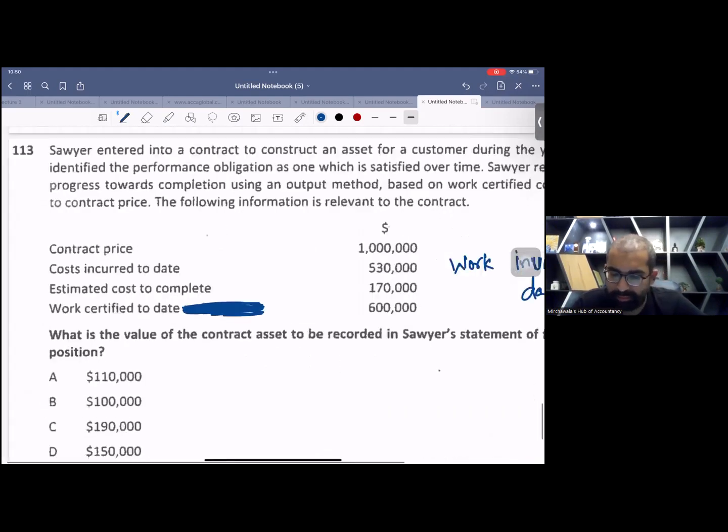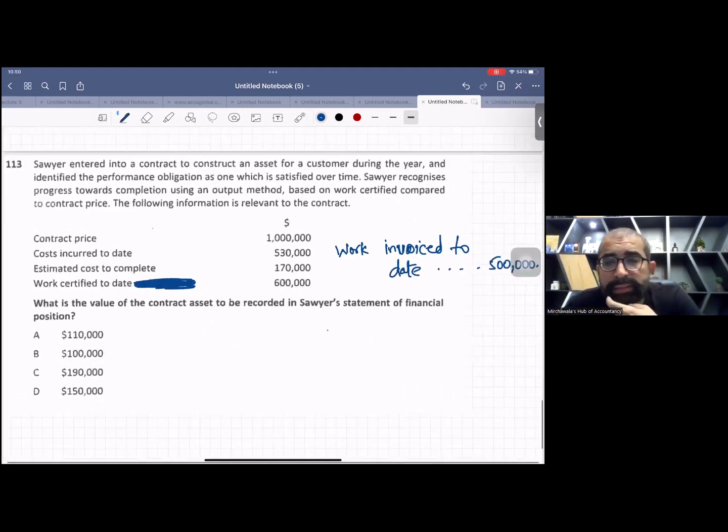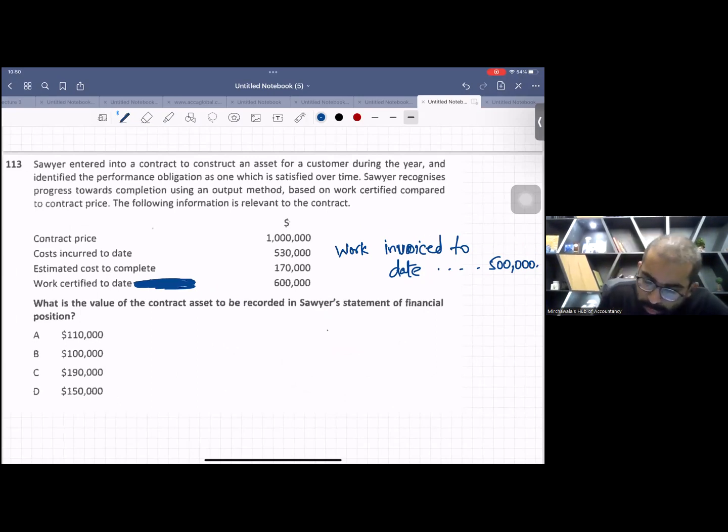Now, this question I have taken from Kaplan kit, but I just added one thing in that, right? Okay. I amended that question with the latest requirement. Now, Sevier company entered into a contract to construct an asset for a customer during the year and identified the performance obligation as one which is satisfied over time. Sevier company recognized progress towards the completion using an output method. Output method means work certified to date divided by contract price into 100.